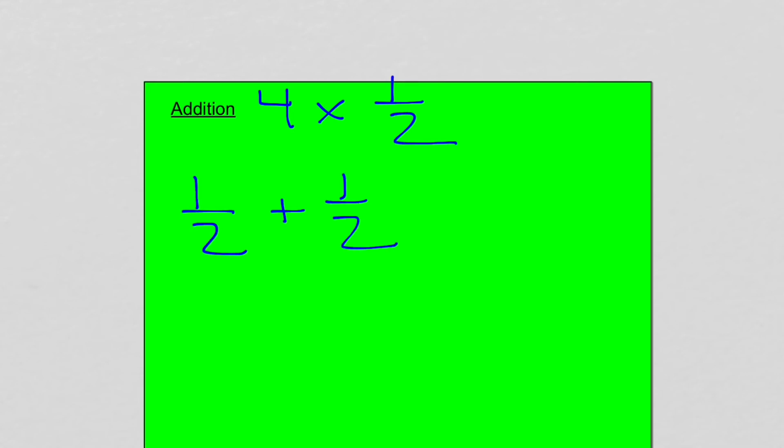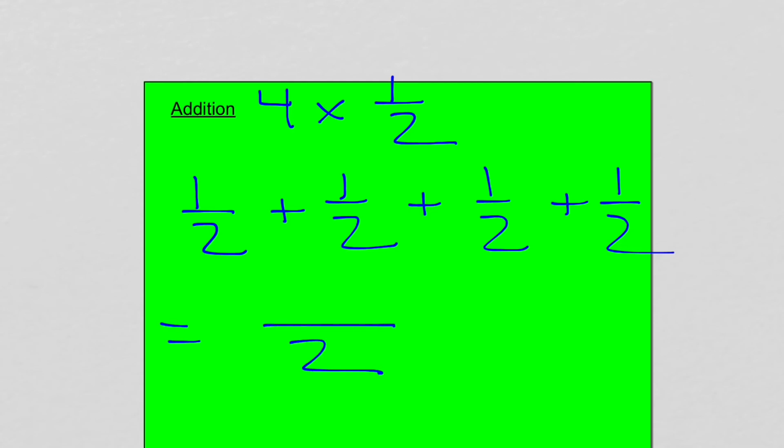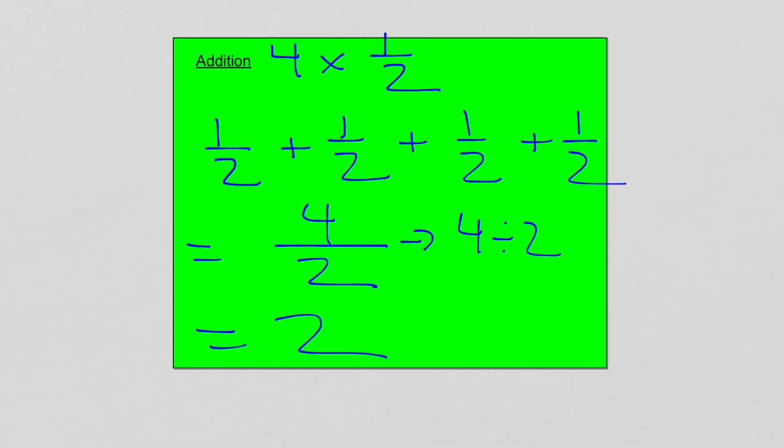Now, probably the best way to understand this is by addition, right? If I'm talking about 4 times 1/2, I'm talking about 4 groups of 1/2, so 1/2 plus 1/2 plus 1/2 plus 1/2. Common denominator of 2, and 1 plus 1 plus 1 plus 1 is 4. And this means 4 divided by 2. And this means 2.